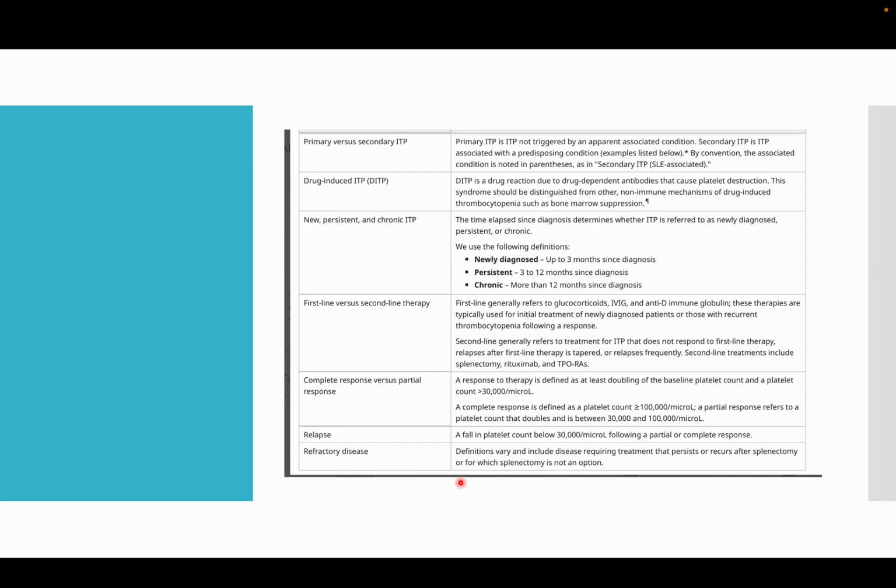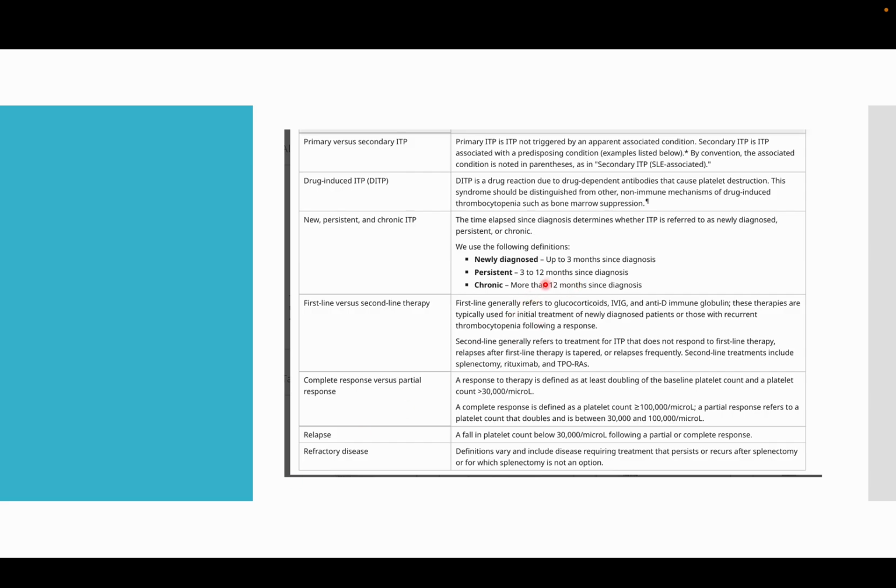Refractory is when the patient is not responding despite any treatment, then splenectomy is the only option. Refractory disease means the patient is not responding to any drug. You give IVIG, you give steroid, you give rituximab, you give cyclophosphamide, you give MMF. If the patient still does not respond, splenectomy is the only option.